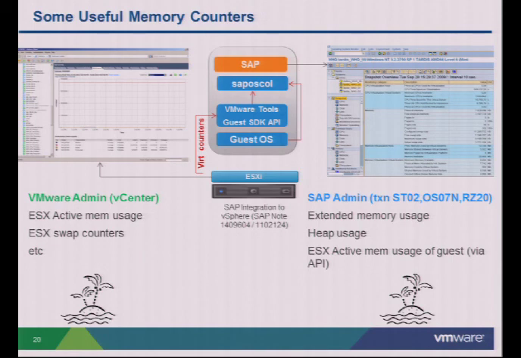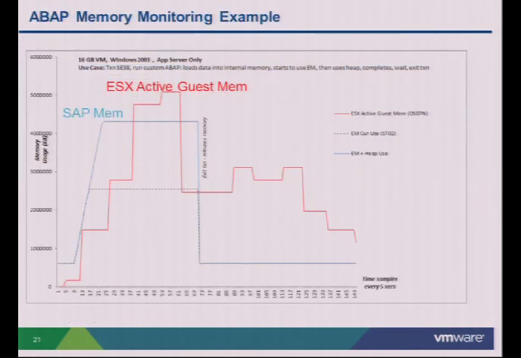So to give you a better understanding of how these counters interact, I did an example workload in a lab to show how extended memory and heap usage, which are the SAP counters, correlate to ESX active memory. And this is the example I ran. I have an app server, just an app server. It's a 16-gig app server running ABAP. And this is what I did.